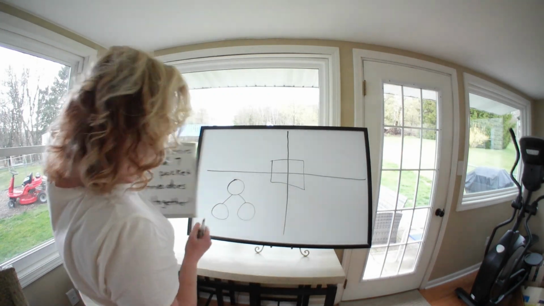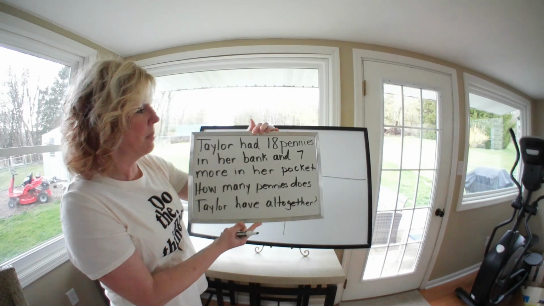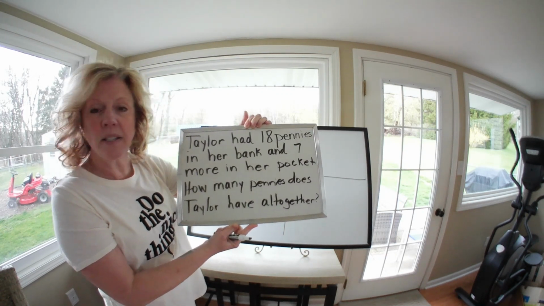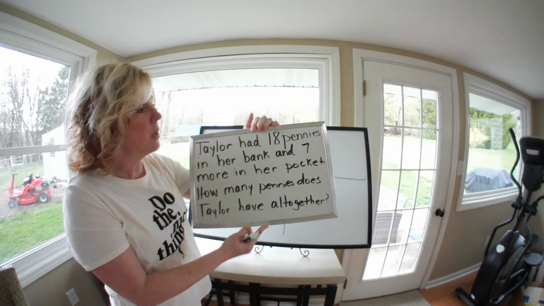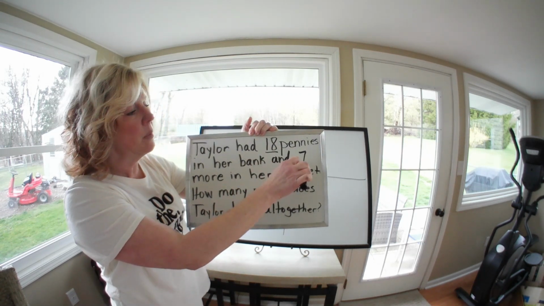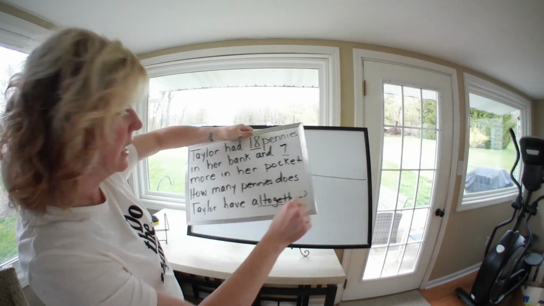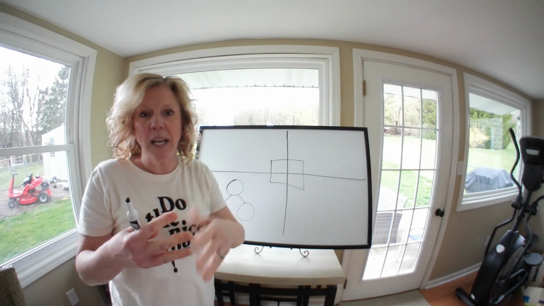Okay, so here's today's question. Taylor had 18 pennies in her bank and 7 more in her pocket. How many pennies does Taylor have altogether? So, we're looking at the number 18 and we're looking at the number 7, aren't we? And we have that word altogether. So that word altogether means that we have to add them together.